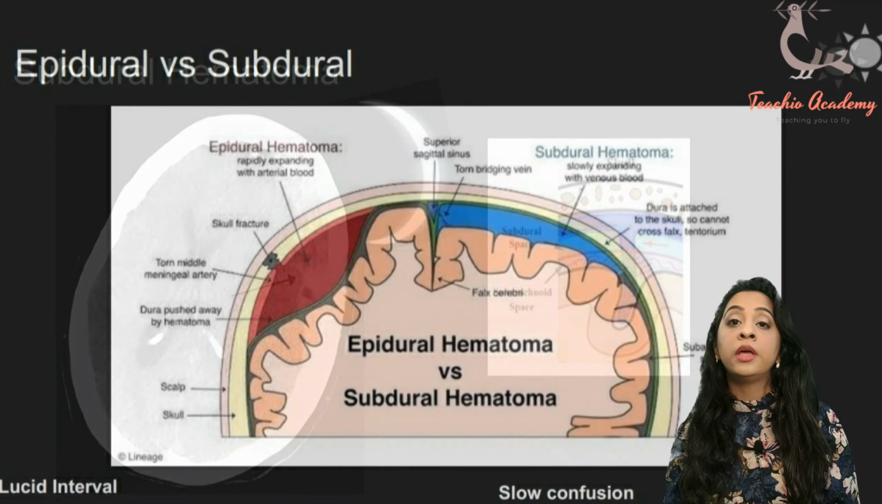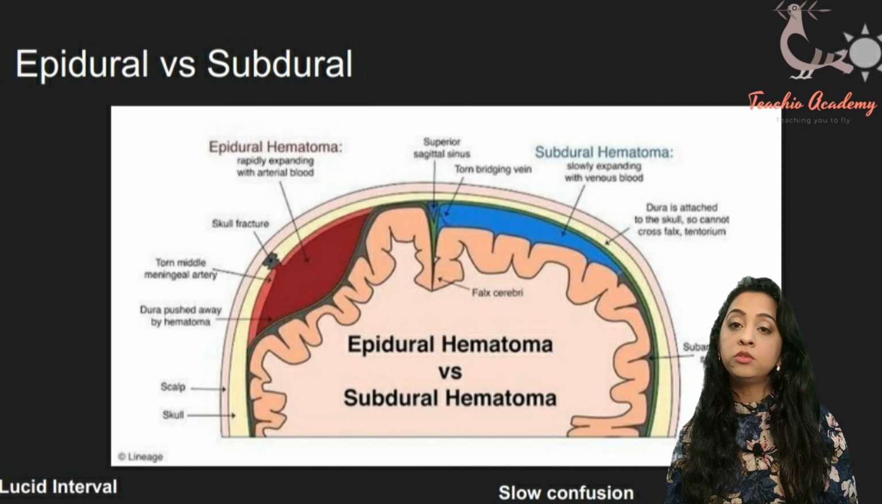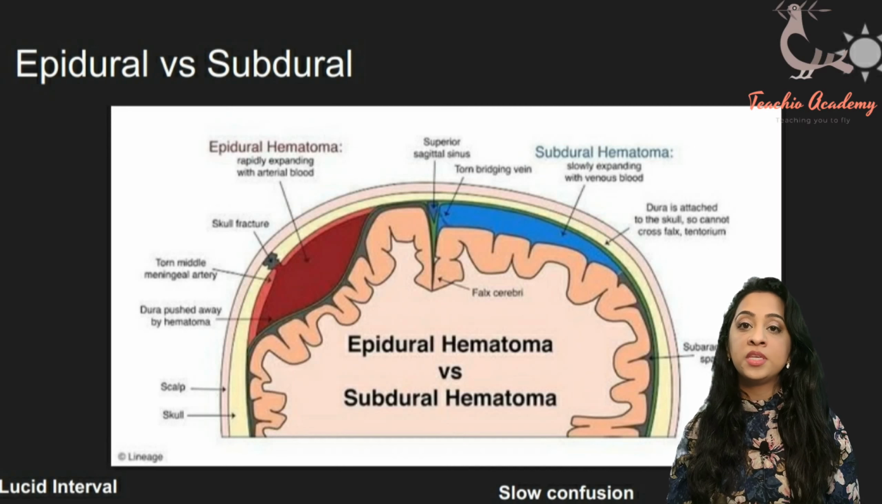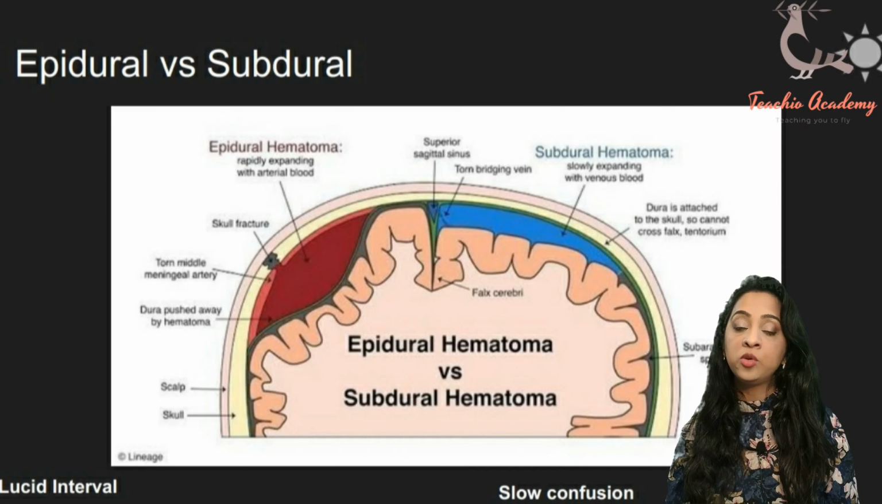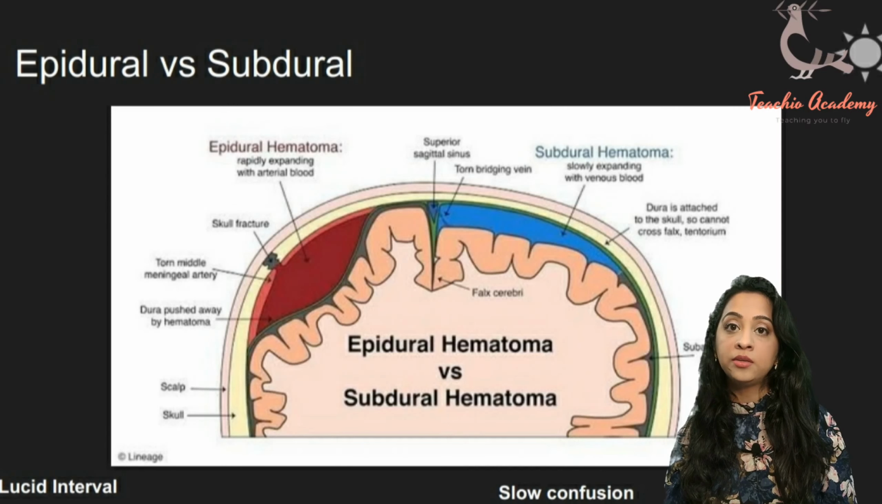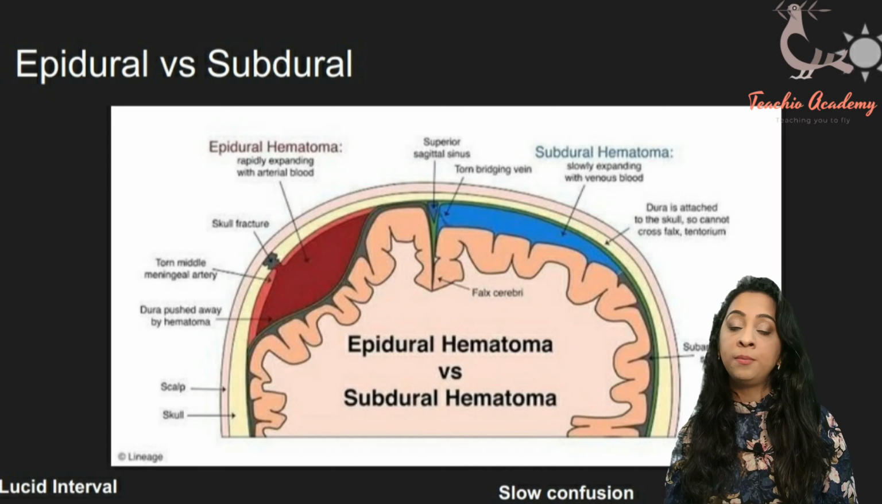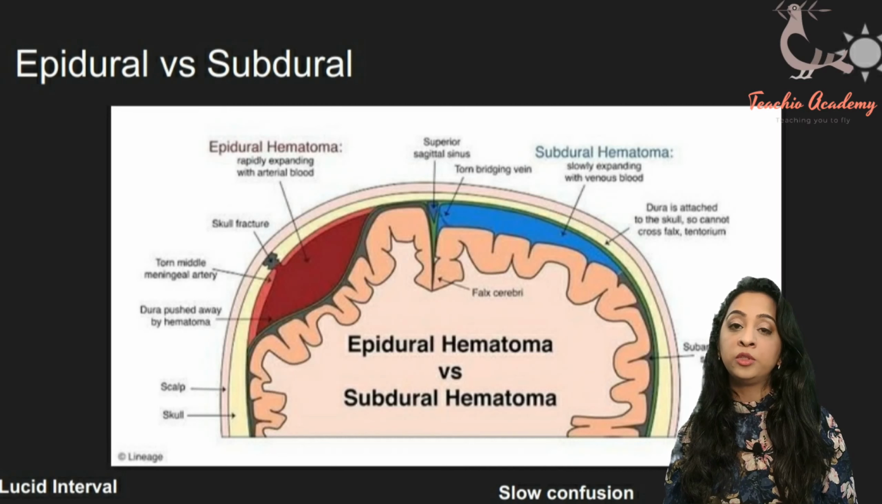Alright, now the epidural and the subdural hematoma are extremely important on your PLAB 1 exam as well as in real life. So this image basically differentiates between the two. So let's just revise. We've discussed that the epidural hematoma is an arterial bleed and your subdural hematoma is a venous bleed. The epidural hematoma is lens shaped or eye shaped because E stands for eye, and the subdural hematoma is crescent moon shaped.